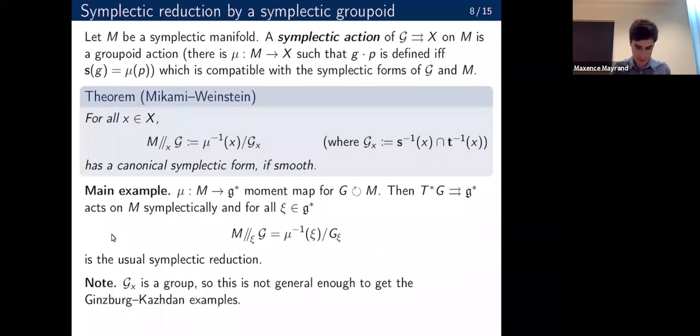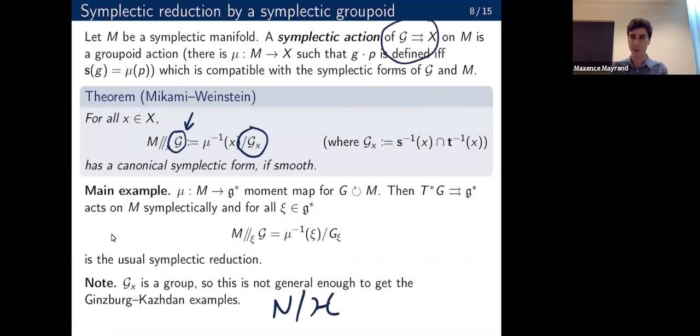But note here that the thing by which we take the quotient here is a group. So even though we started with a groupoid here, in the end we quotient by a group. So it's still not general enough to get the Ginzburg and Kazhdan examples, because in their example, we quotient by this H, which is a group scheme and not a group. So it's a group scheme over C. It's a family of groups, but the groups vary. Some of them are tori, but some of them are non-reductive or additive groups.